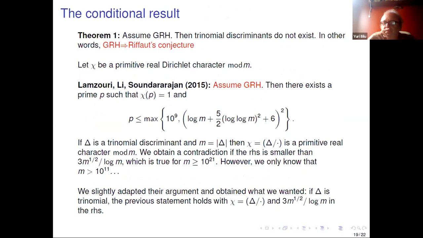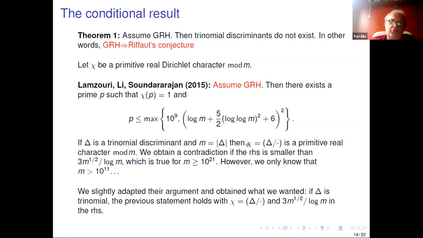And this is because GRH gives us small Kronecker residues. This was very recent work, where everything was done very explicitly, due to Lamzouri, Li, and Soundararajan. So if we have a primitive real Dirichlet character, then assuming GRH, it admits a prime residue bounded by this very small quantity.